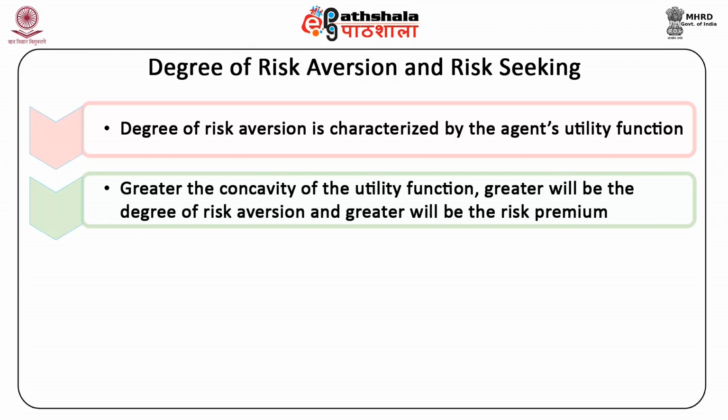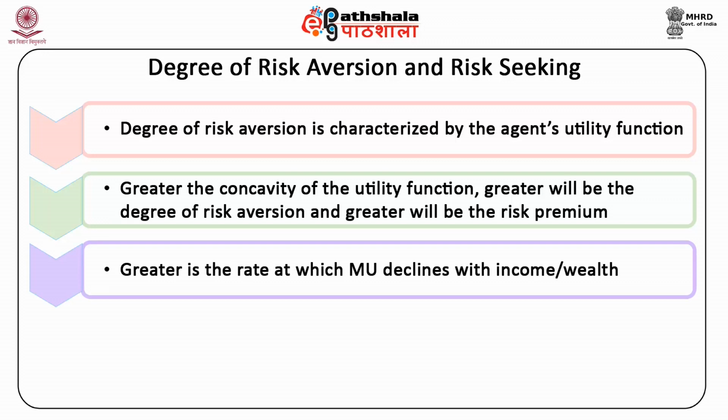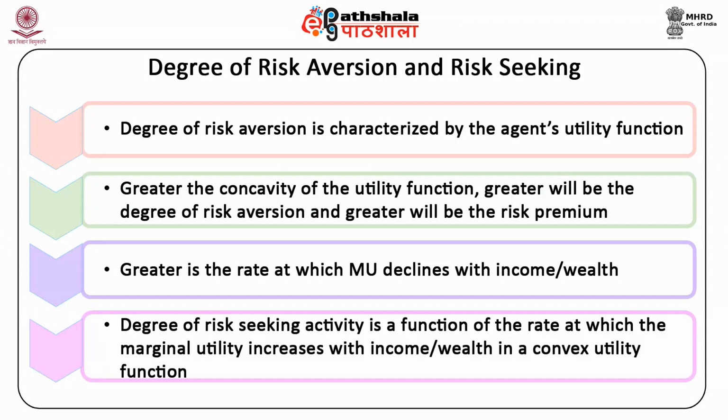This means that the greater is the rate at which marginal utility declines with income or wealth, the greater will be the difference between the expected income or wealth of any given risky prospect and its certainty equivalent. In an analogous manner, the degree of risk-seeking activity is a function of the rate at which the marginal utility increases with income or wealth in a convex utility function.